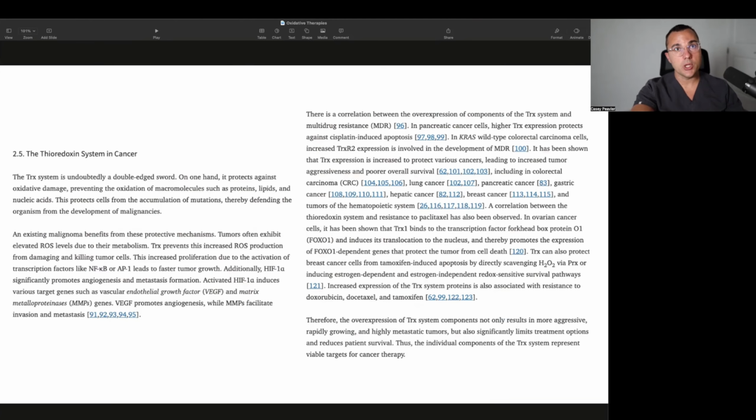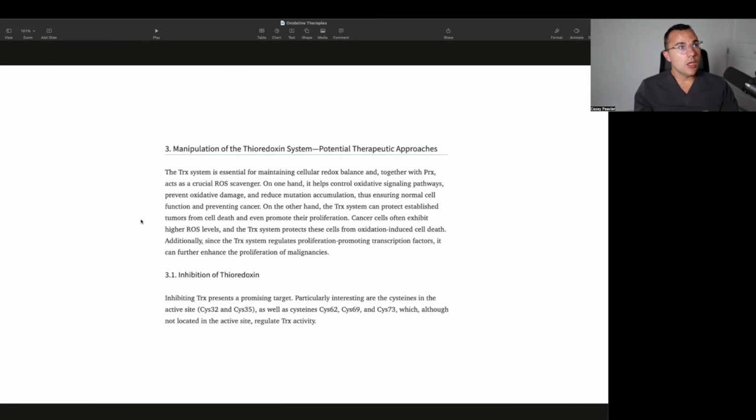And some of the other metabolic therapy components that we commonly utilize will also be at play here, and we'll see that very shortly. Manipulation of the thioredoxin system, potential therapeutic approaches. The TRX system is essential for maintaining cellular redox balance and, together with PRX, acts as a crucial ROS scavenger.